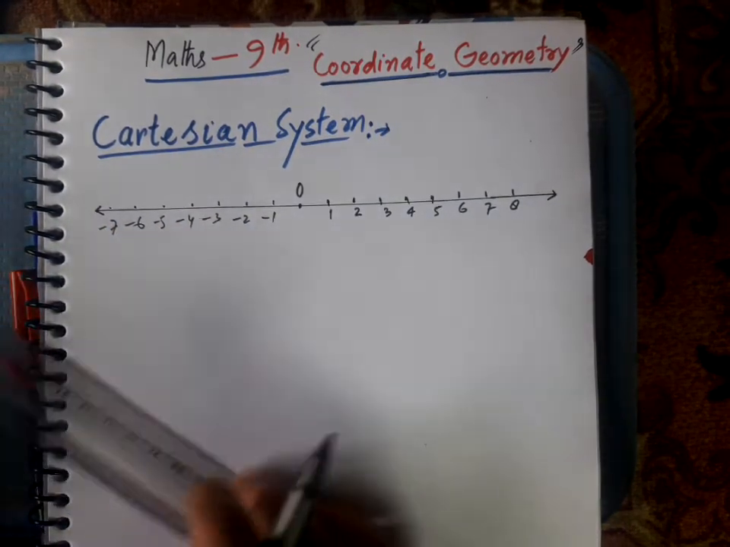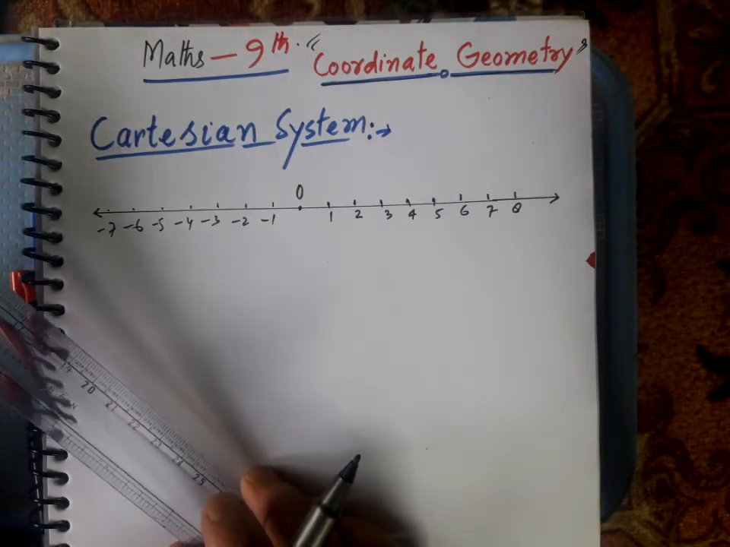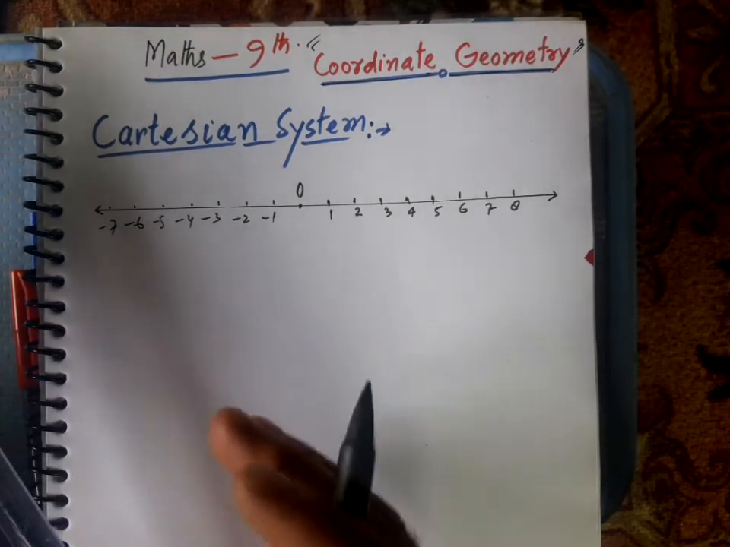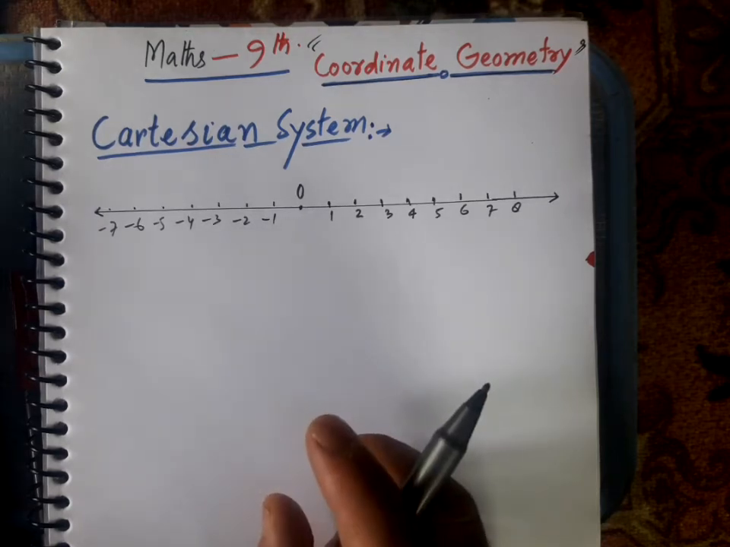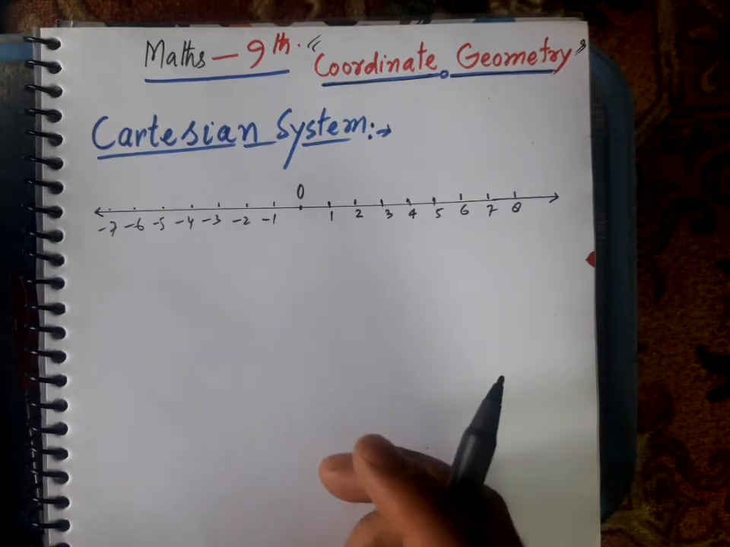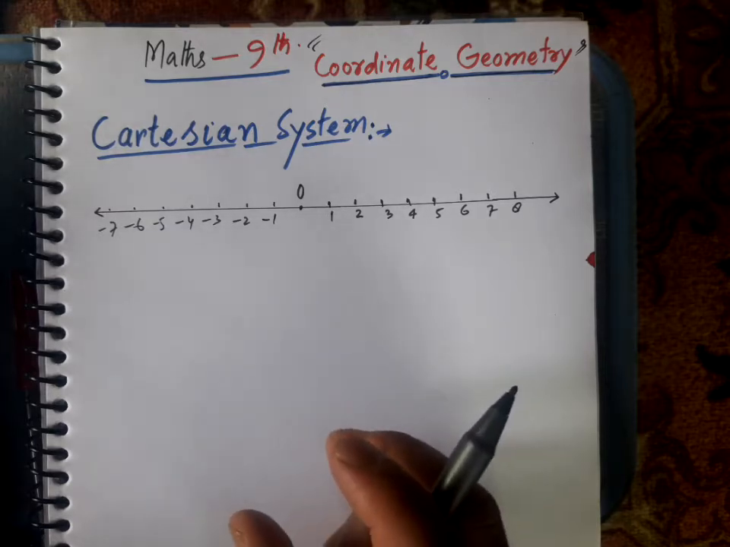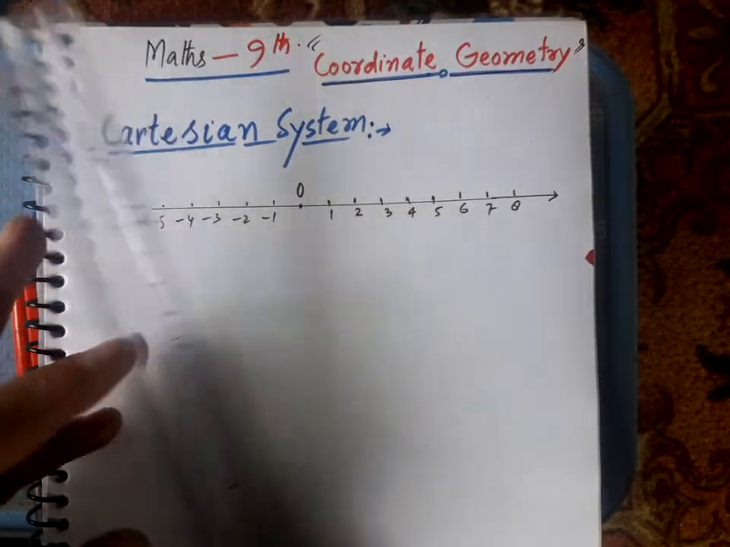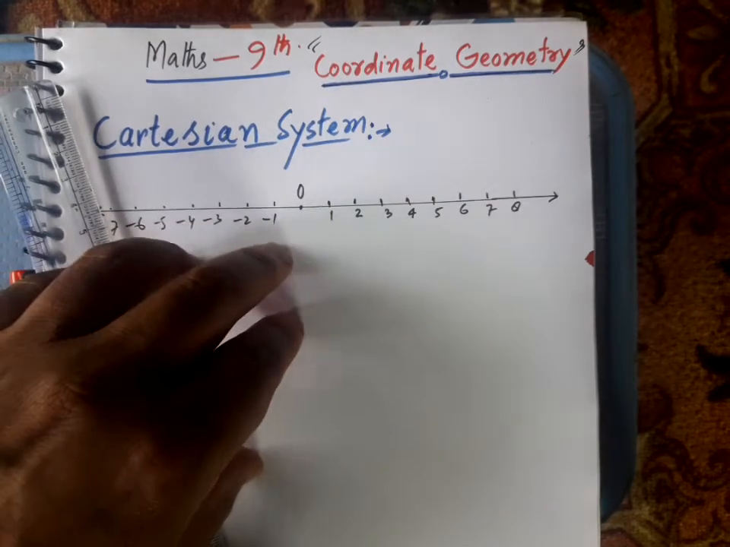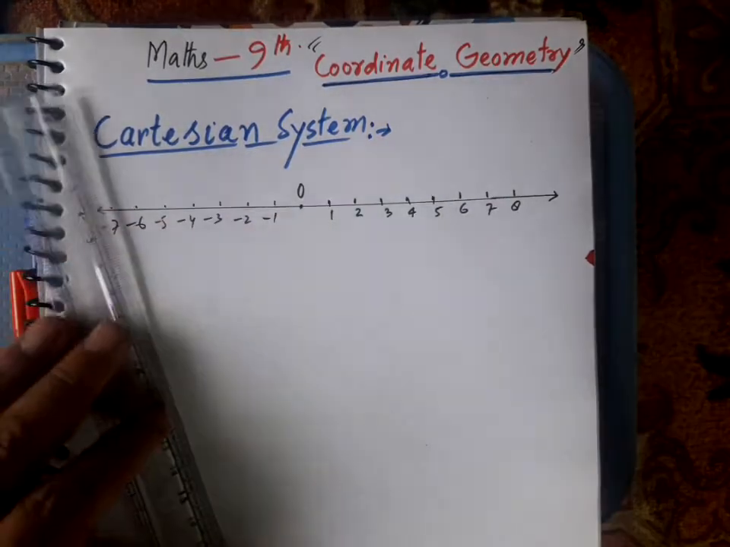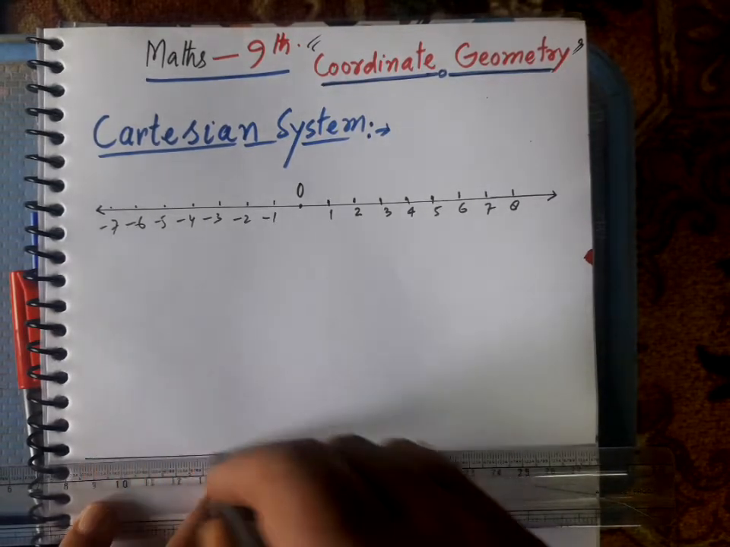Now what is the concept? René Descartes invented the idea of placing two such lines perpendicular to each other on a plane and locating points on the plane by referring them to these lines. So if another line is drawn perpendicular to this line, meeting or intersecting this line at this origin, then the lines can look like this.